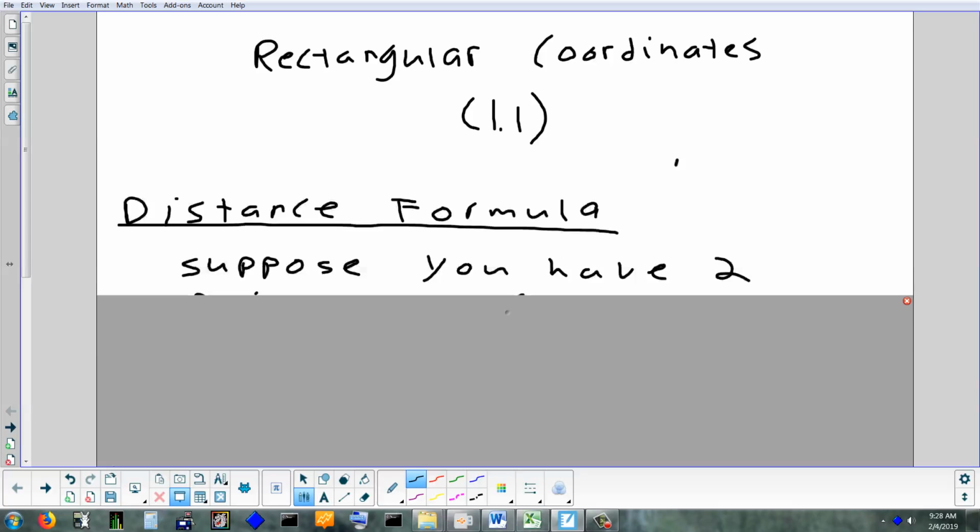All right, so we're going to do the distance formula. We're going to do it in 2D. So it's basically going to be for something that's flat, like a piece of paper, and you've got a map, and you want to know how far apart 2 points are. We're not doing it for 3D. Not yet.